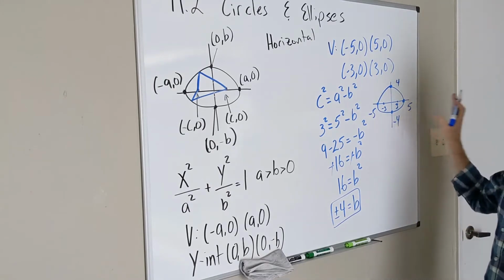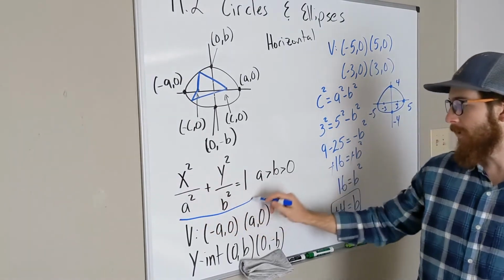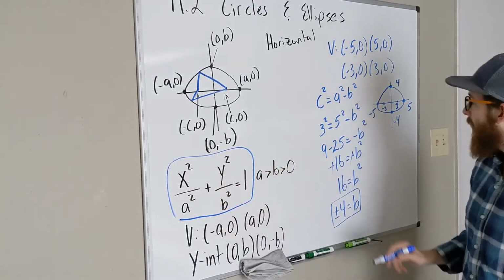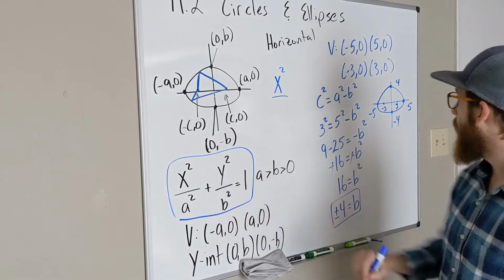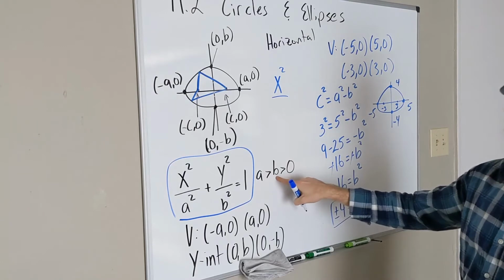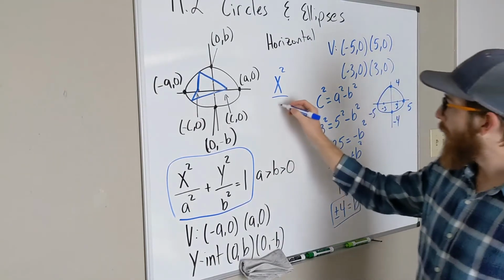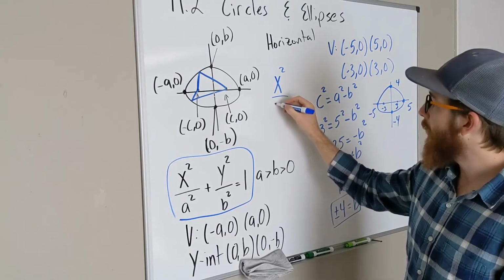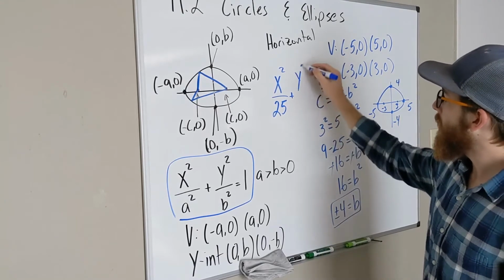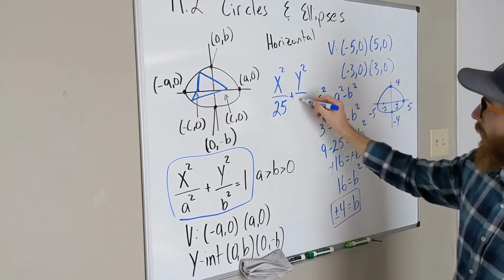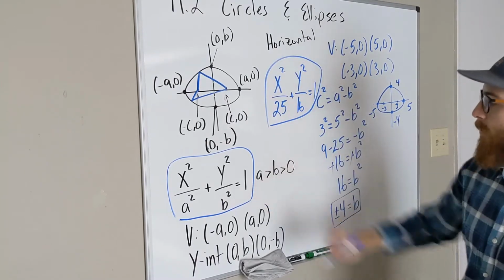Now, what about creating the equation? Well, I just need to look back here. So I have x squared over a squared. But a has to be bigger than b. Is that true? Is a bigger than b? Yes. So that would be a squared is what? 25, plus y squared over, what's 4 squared? 16, equals 1. And it always equals 1.